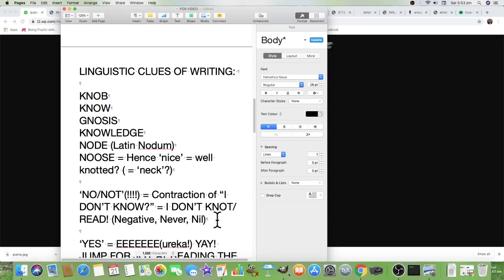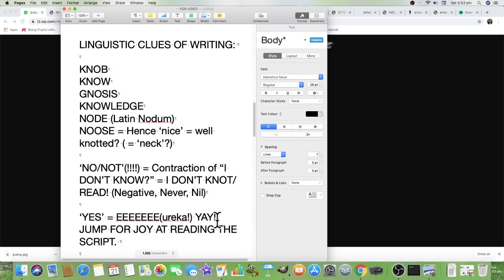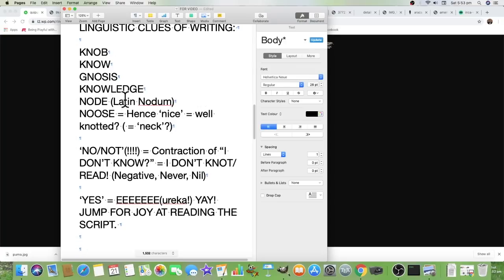So, here we go. Now, look at this. These are clues, and I don't know if the other people have brought this up on Twitter or not, but I'm going to bring it up anyway. So nub is to know. It is gnosis. It is knowledge. So if you can read the nubs, you have knowledge. In Latin, it's nodum. So that's how we get our word in English, node.